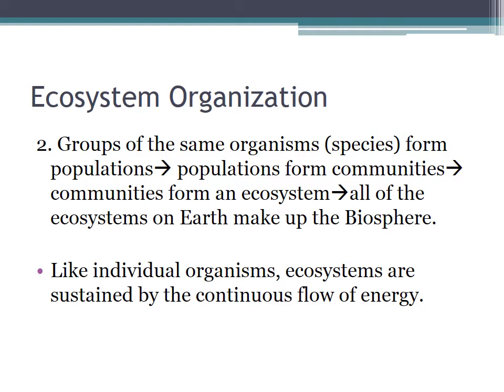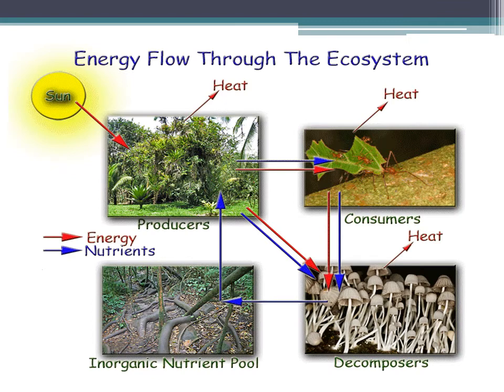So here, groups of the same organisms, species, form populations. When you have lots of the same species that come together, you've got populations. Populations form communities. Communities come together to form an ecosystem, and then all the ecosystems on Earth make up the biosphere, the living part of Earth. And like all individual organisms, ecosystems are sustained by the continuous flow of energy. They are kept alive because there's a continuous energy.